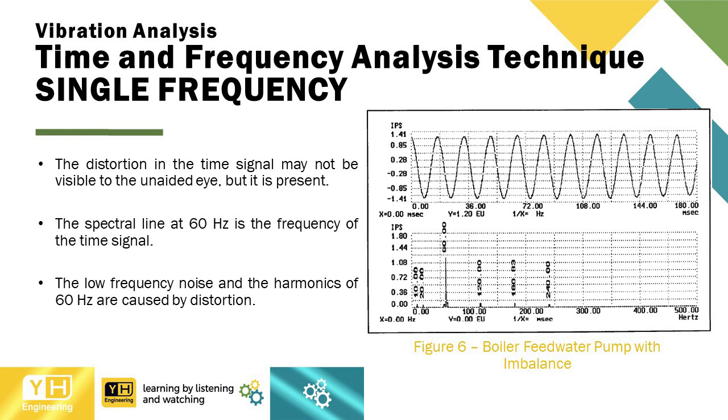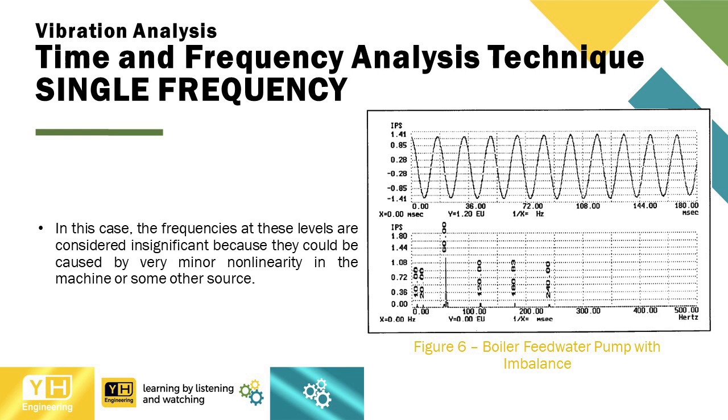The spectral line at 60 Hz is the frequency of the time signal. The low frequency noise and the harmonics of 60 Hz are caused by distortion. In this case, the frequencies at these levels are considered insignificant because they could be caused by very minor nonlinearity in the machine or some other source.